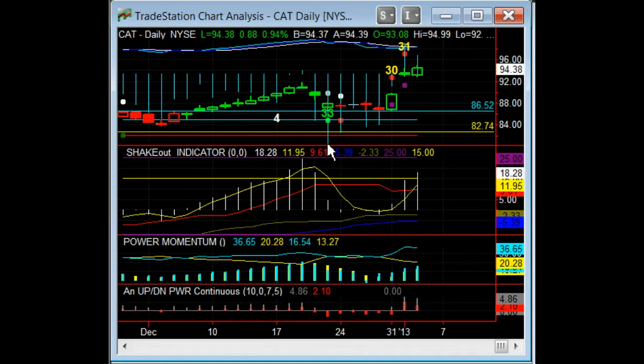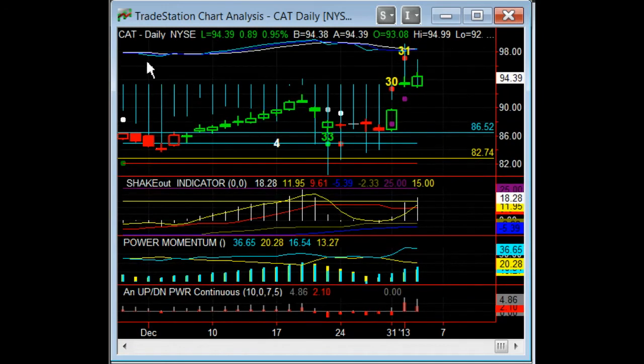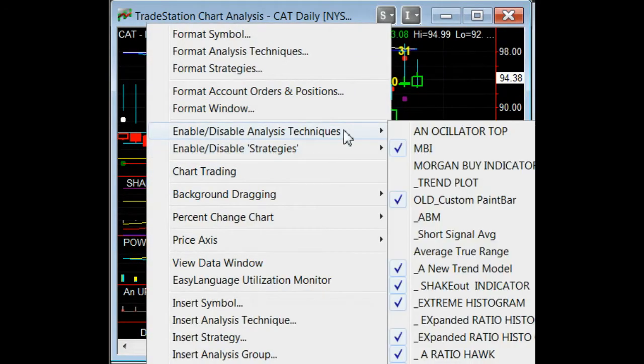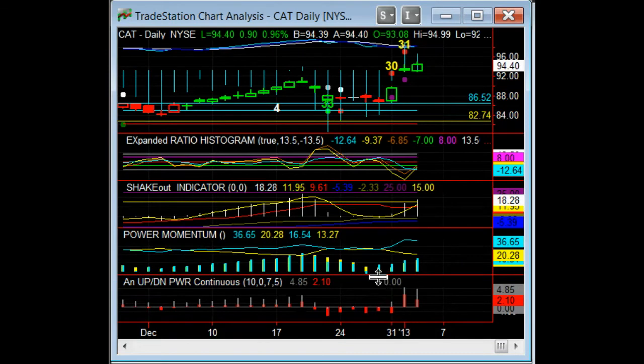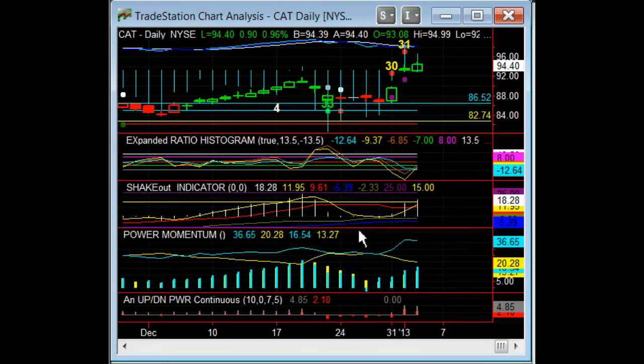You'll notice that I try to keep the number of them minimized so that it's not overly complicated. For me, having 4 or 5 of them would not be a problem. Expanded ratio histogram, we would click that one next. And there you have it. The whole kit and caboodle is back in place.